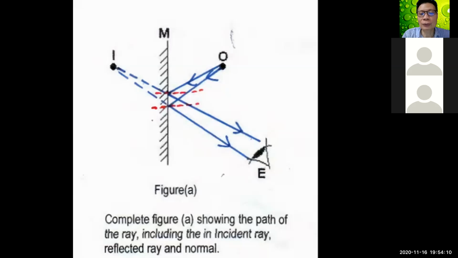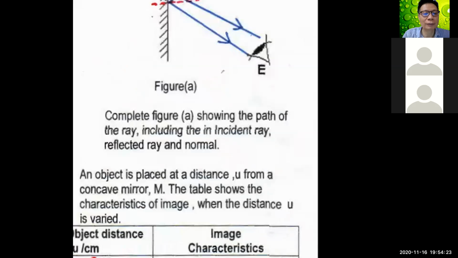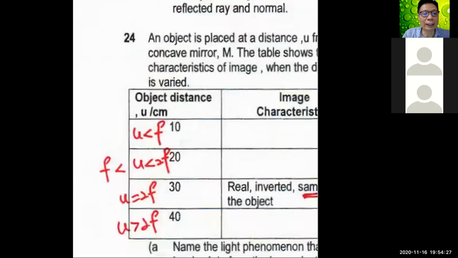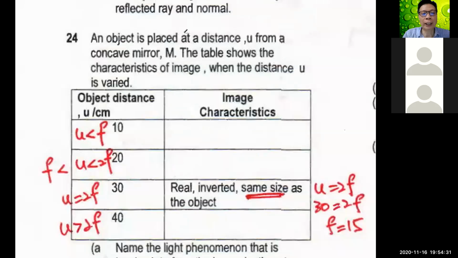Then we move to the next question. Our next question will be long questions, okay? Question 24. Okay, let's look at a table first, okay? Object placed at a distance u from the concave mirror. This is a concave mirror. The table shows the characteristics.